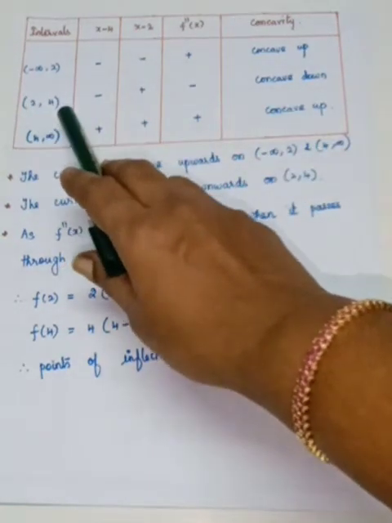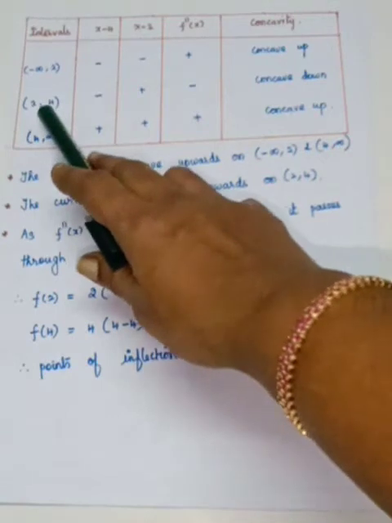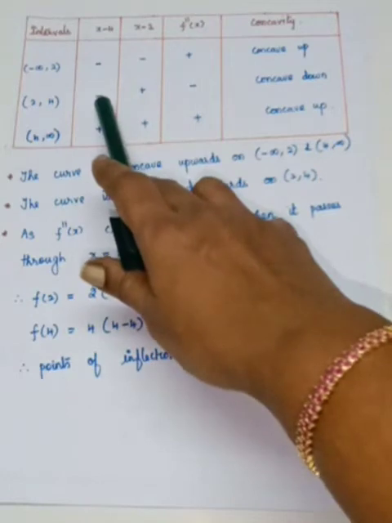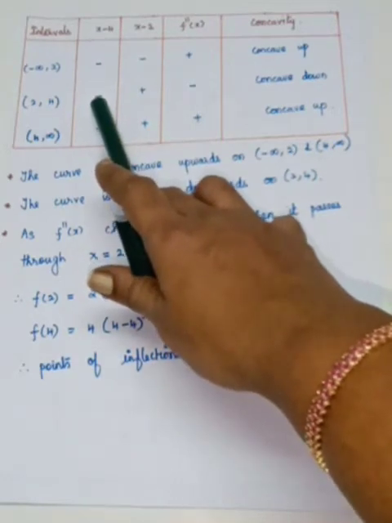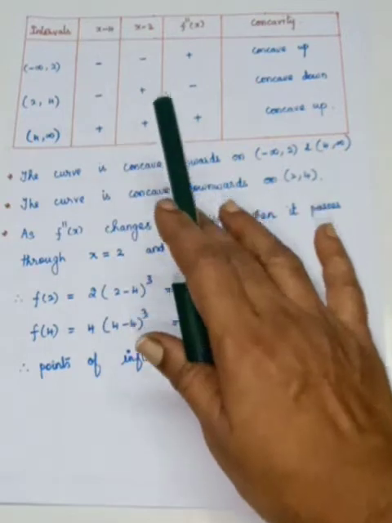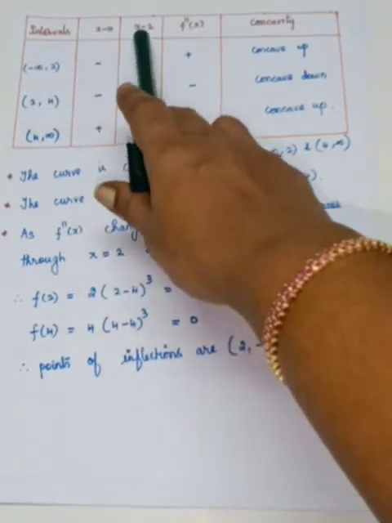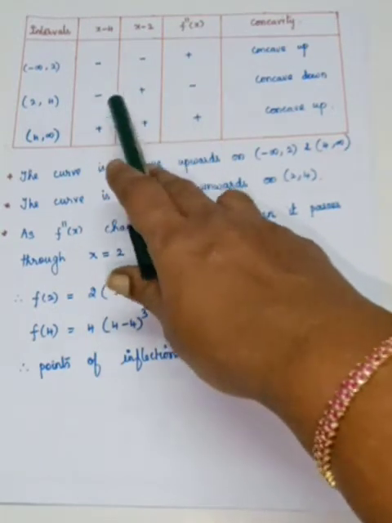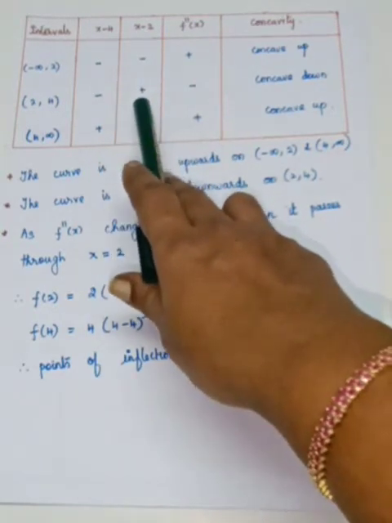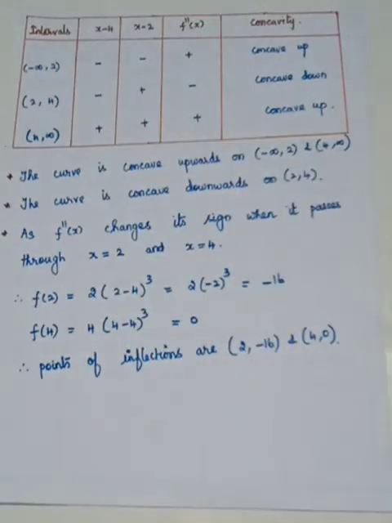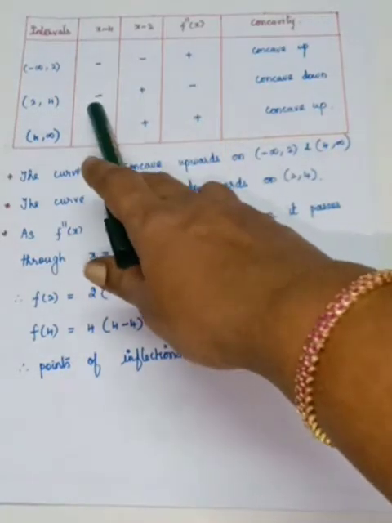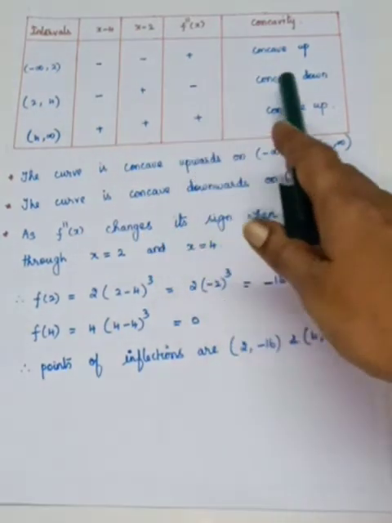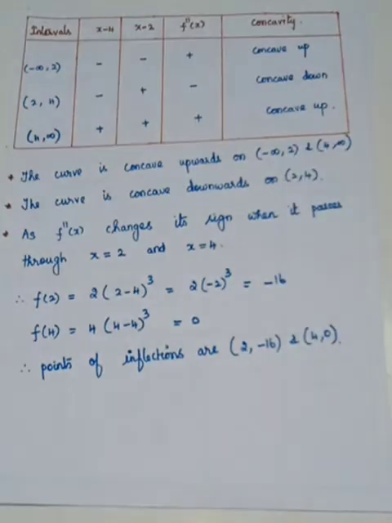Next we have to go for 2 to 4. In 2 to 4 we can take the value 3. If we substitute 3 minus 4, that is minus 1, so it is negative. You need not write the number, you have to write only the sign. So it is negative. Here 3 minus 2 is positive. So negative into positive. Why are we multiplying? In f double dash of x, it is x minus 4 into x minus 2, so that's why we have to multiply. Minus into plus is minus. If you multiply with 12, it will still be minus. So in this interval, the function is concave downward.